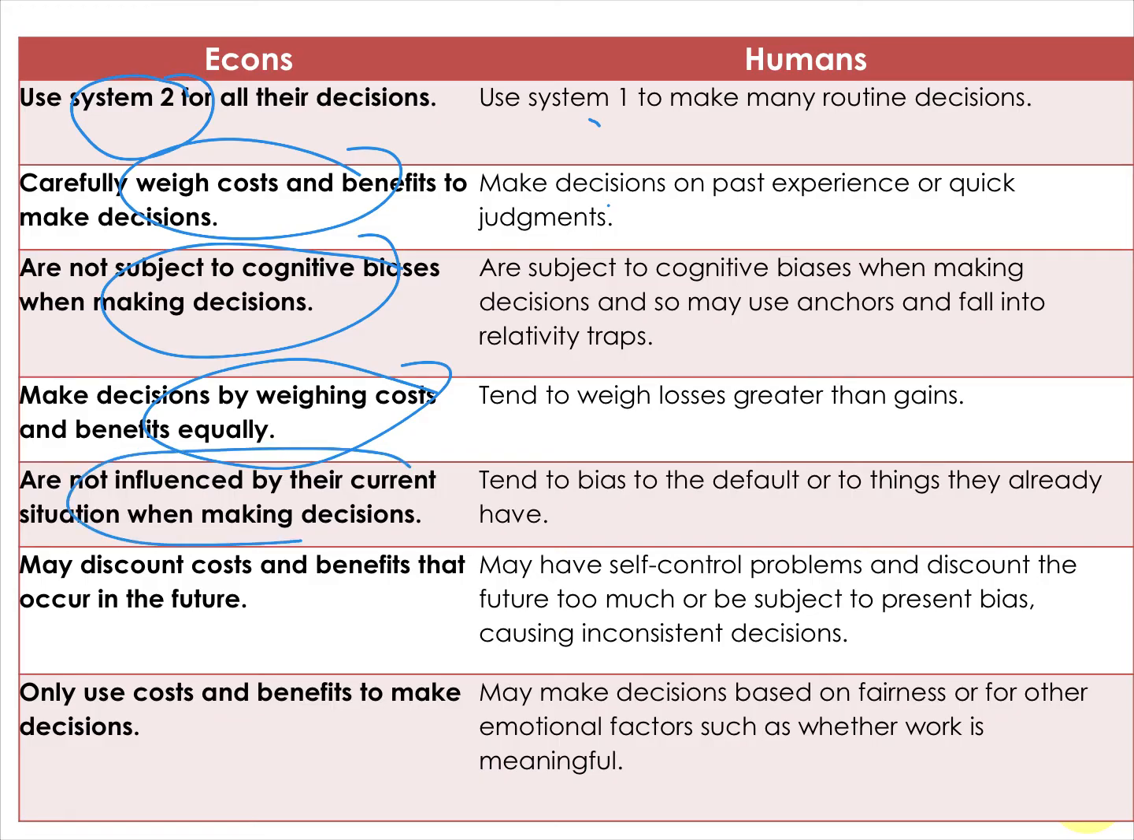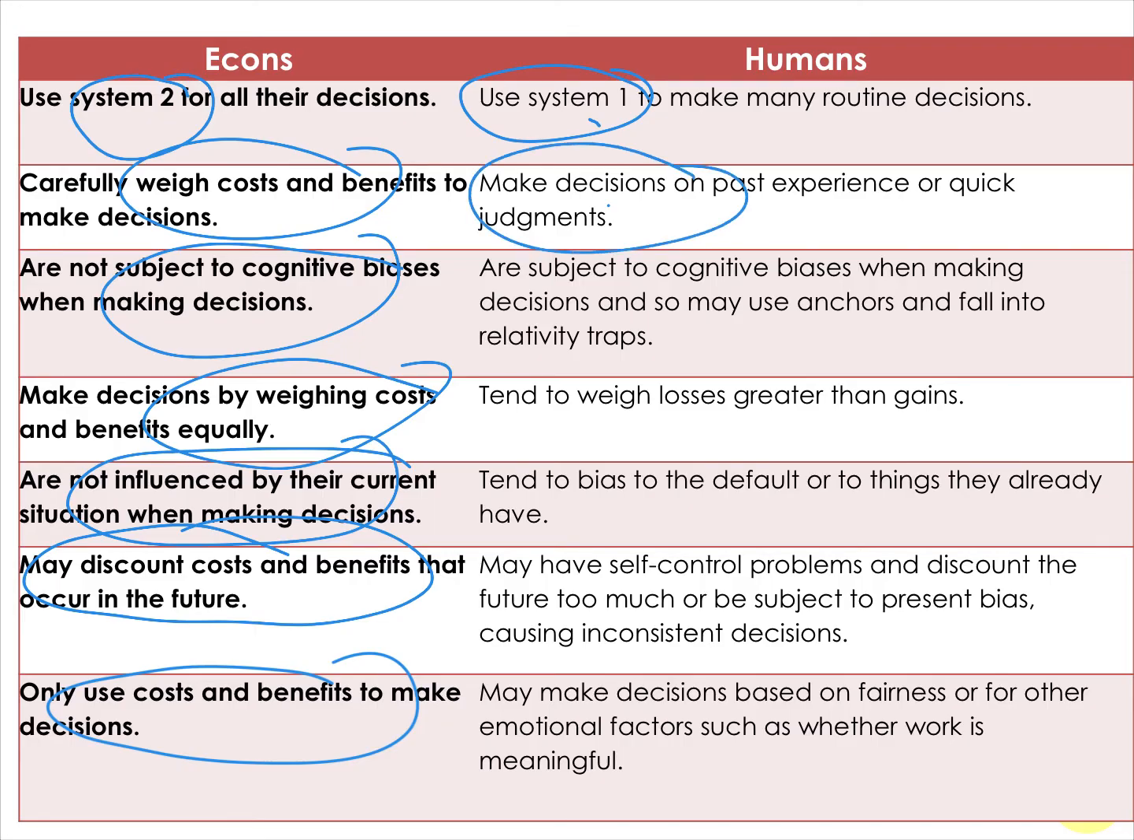We're not influenced by our current state, like being hungry or tired. We may discount costs and benefits that occur in the future, and we only use costs and benefits to make our decisions. But if we're more like the Homer Simpson human, sometimes irrational beings that behavioral economists think that we are, we use system 1. We'll talk about that, our gut instinct, to make many decisions. We will rely on past shortcuts to make future judgments. We are subject to biases.